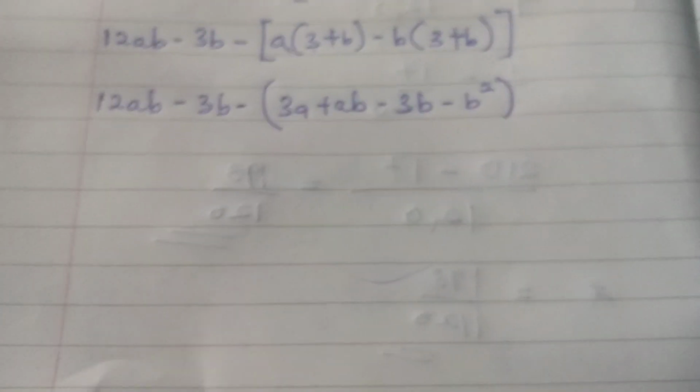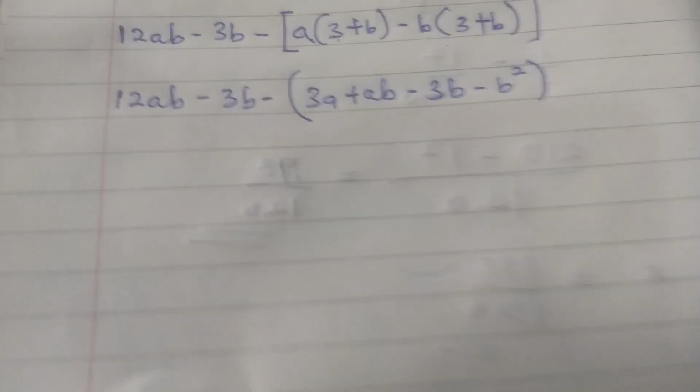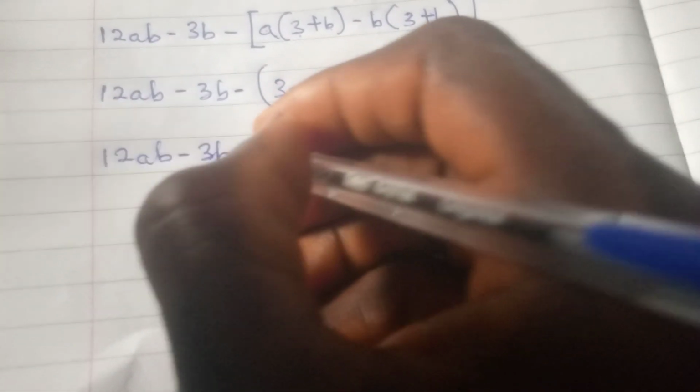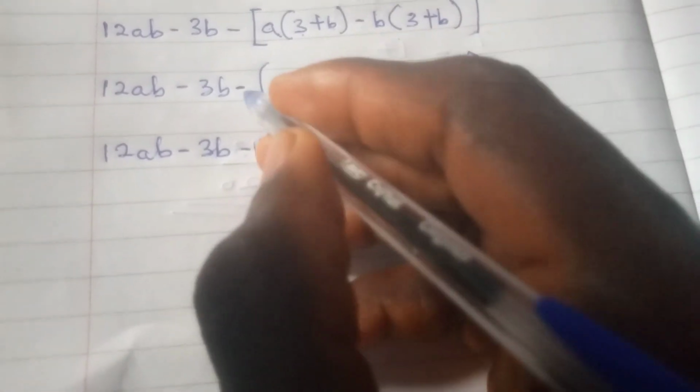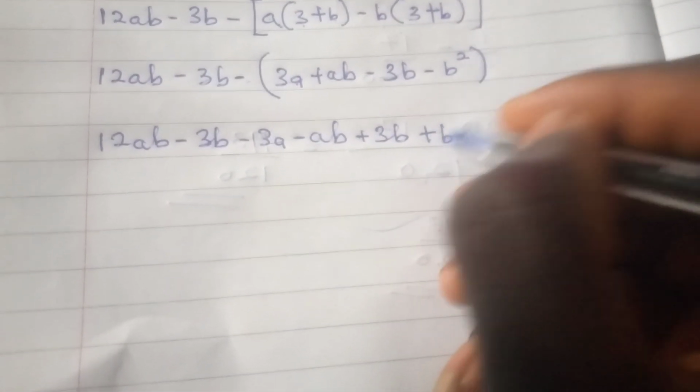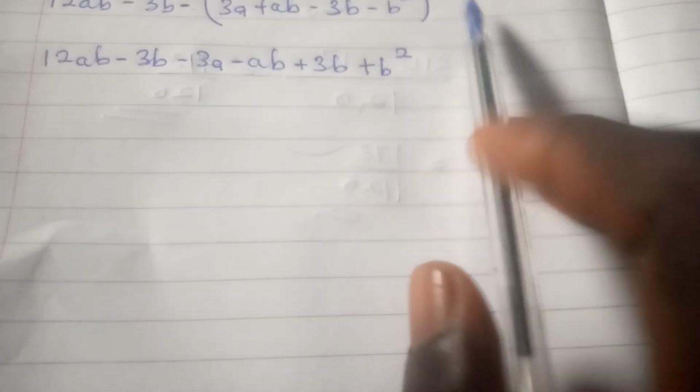So now this negative in front here affects everything. If you don't bring it, then it is also going to affect your answer. So we are going to say 12ab minus 3b, this times this is negative 3a, this times this will give you negative ab, negative times negative will give you positive 3b, then this and this will give you positive b squared. So once you have been able to use the multiplication to clear the bracket, now you can group like terms. So you have 12ab, ab, which are like terms.